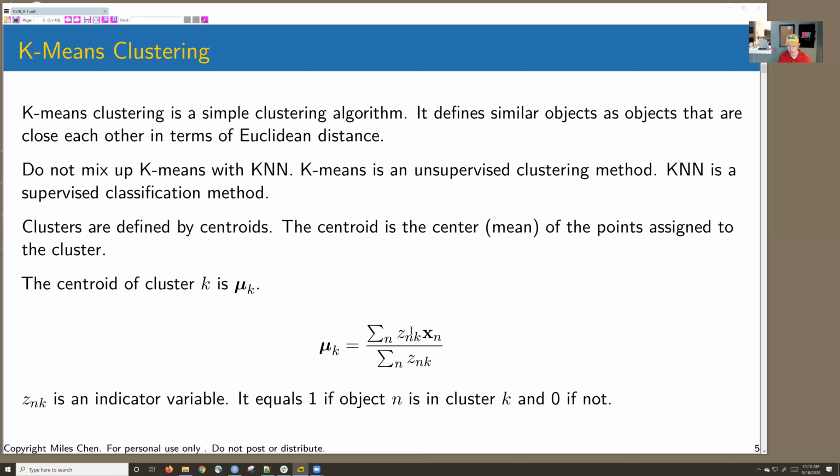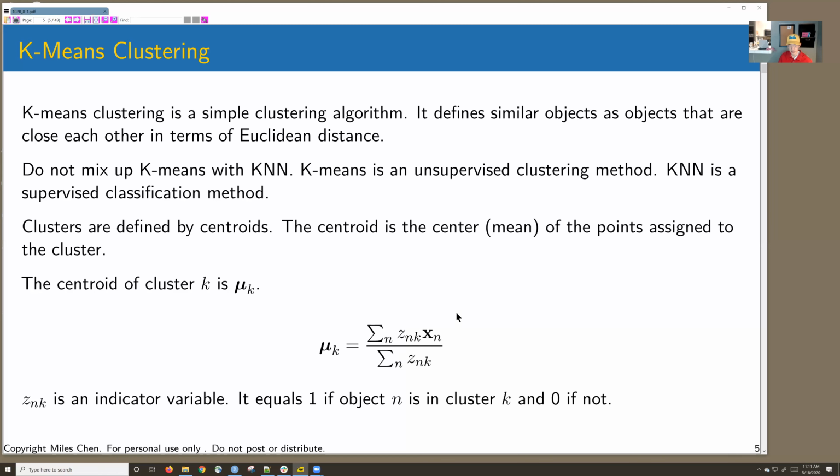What that means is you're going to multiply by 0 for any x that's not in the cluster, and multiply x by 1 for any observation that is in the cluster. So you get the sum of the x's that are in the cluster, and you divide by the sum of the z nk's, which is equal to the number of points currently in the cluster.